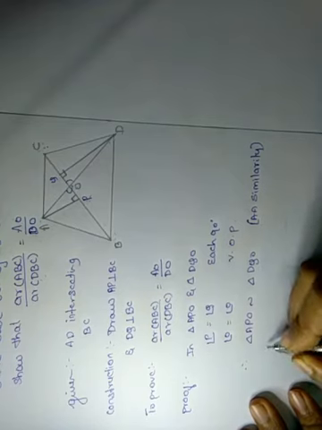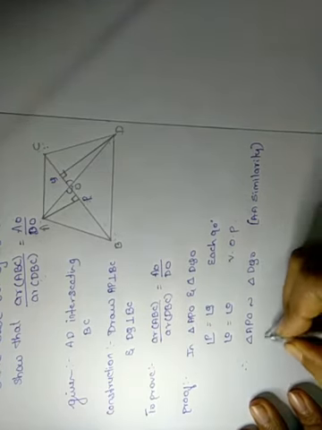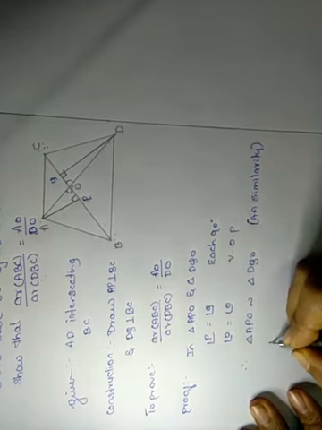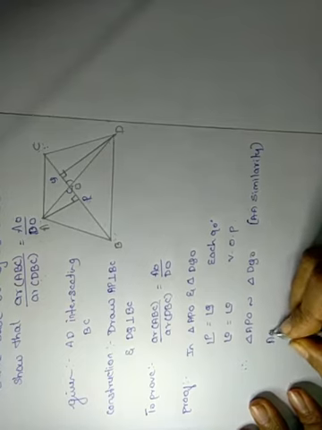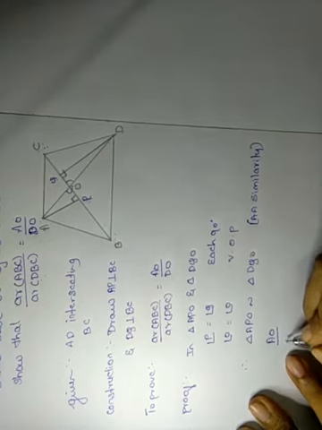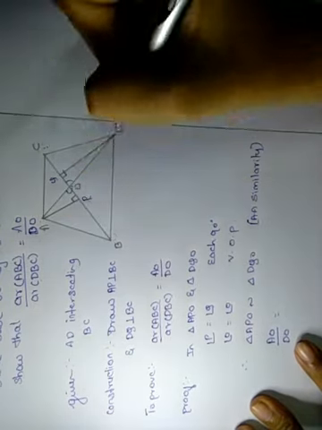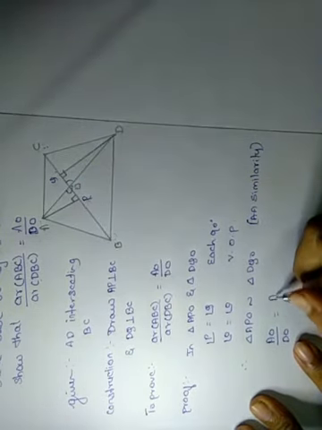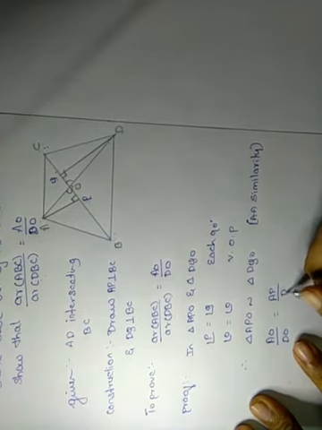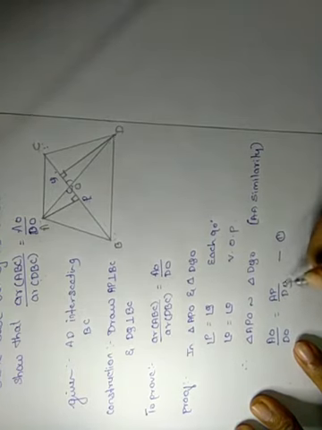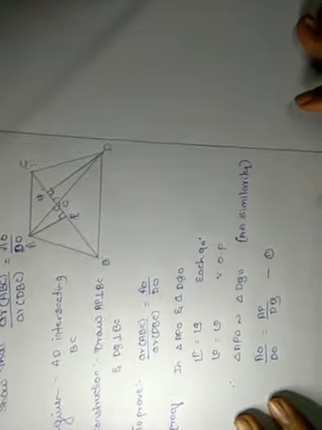So we'll write here, therefore AO divided by DO is equal to AP divided by DQ. We'll call this equation 1.